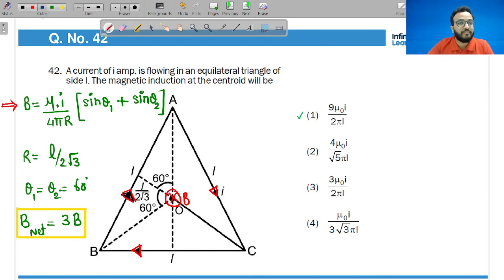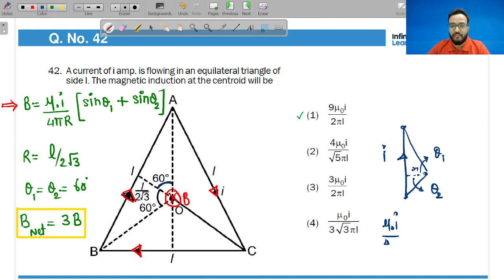The formula is this: mu naught I by 4 pi r into sin theta 1 plus sin theta 2. Theta 1 and theta 2 are these. If you remember, the formula is this. Suppose this is a current carrying wire. This is a point. This distance is r. So this is theta 1 and this is theta 2. Right? And the formula is mu naught I by 4 pi r into sin theta 1 plus sin theta 2. Are you understanding? This is due to a single element, multiplied by 3.